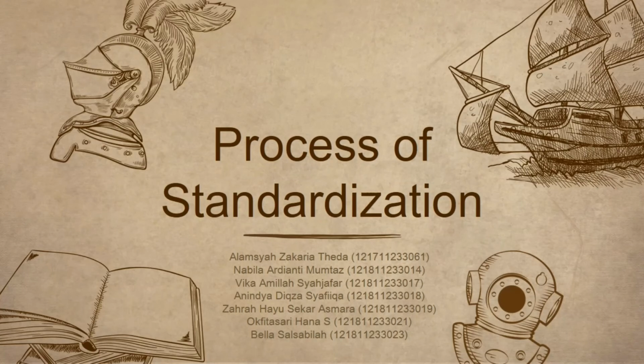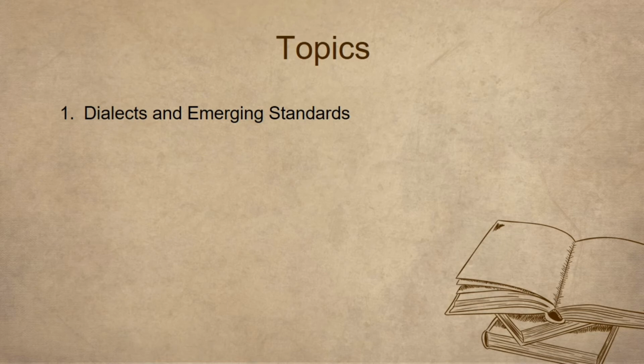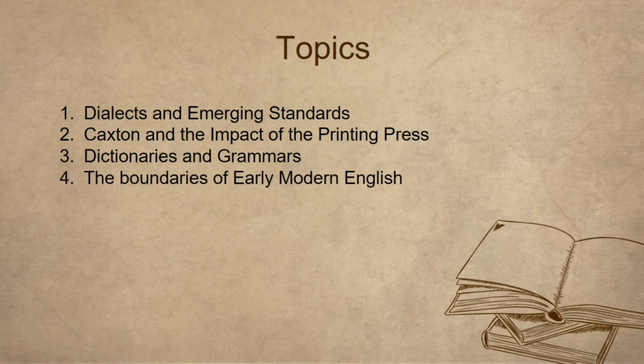Today we're going to explain the process of standardization. Standardization itself happened in the early modern period. Standard English refers to a written form of the language. In this presentation, we're going to discuss 4 subchapters. The first one is dialects and emerging standards, and the second one is Caxton and the impact of the printing press. Then the third one is dictionaries and grammar. Finally, the last one is the boundaries of early modern English.